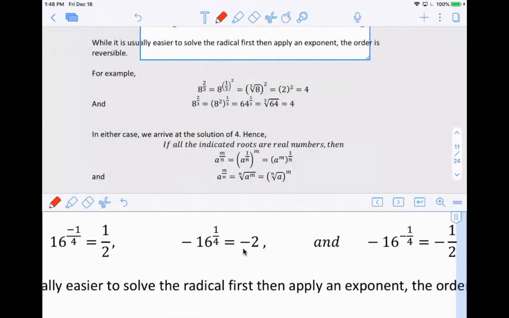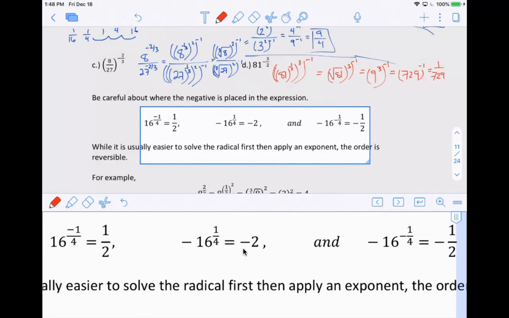We're going to go ahead and visit this again in our next video with some rules for simplification of these powers. And I'll see you there.